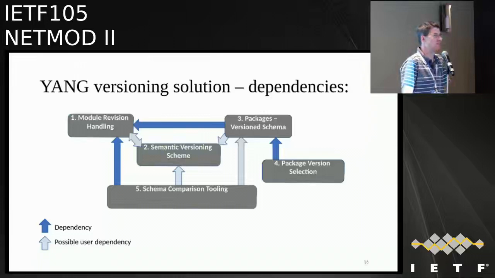Then everything that might want to use semantic versioning scheme obviously has a dependency on that, but other schemes could be used. It's just one choice. The package draft depends on the module versioning, and the package version selection obviously depends on that one. And then the schema comparison tooling depends on packages if that's what you're comparing, or modules if that's what you're comparing there.